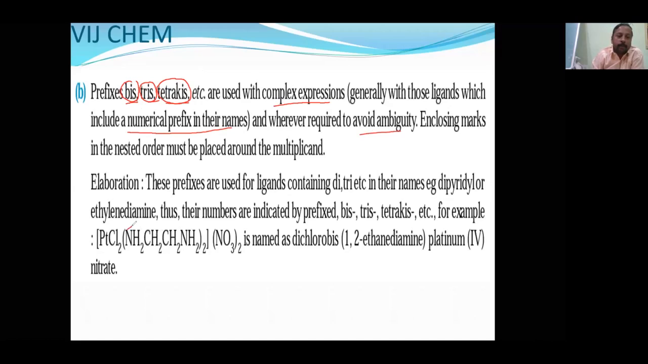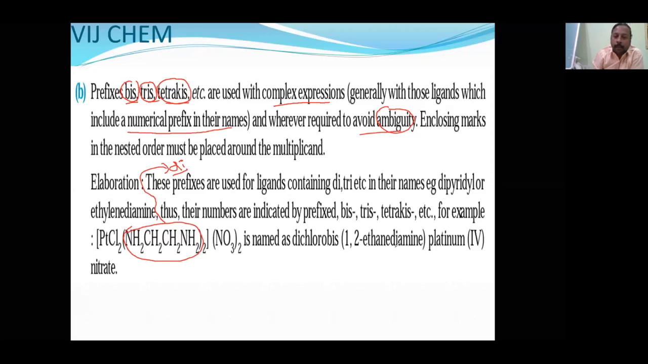Suppose a ligand is called ethylenediamine. Its name itself contains di. If it is available three times and we write triethylenediamine, that will create confusion. That is called ambiguity. So to avoid ambiguity in the naming of complexes, ligands which already contain di, tri, tetra must be written with bis.